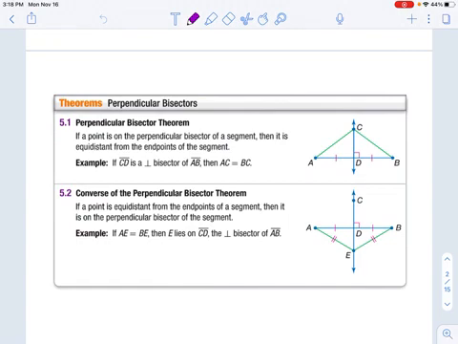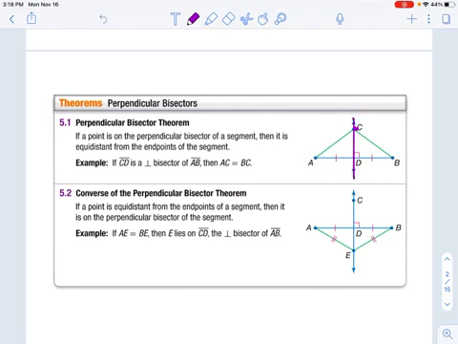So, perpendicular bisectors, we have a new theorem plus its converse for these. The perpendicular bisector theorem states if a point is on the perpendicular bisector of a segment, then it is equidistant from the endpoints of the segment.